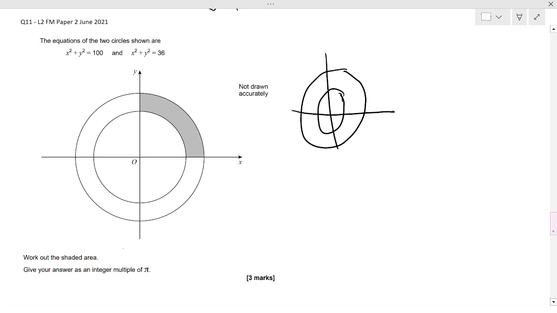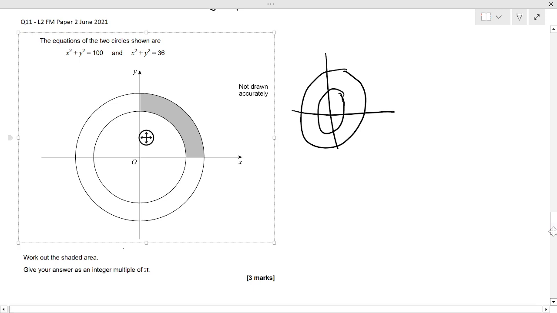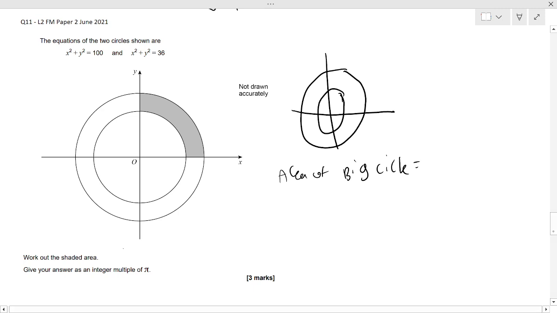So I think the best step, and I noticed also this is a quarter of the circle, right? Of each circle. So I think the best strategy is to work out the area of a quarter of each circle. So I'm going to call it the big circle and the little circle. So the area of the big circle, that's going to be pi r squared, isn't it?